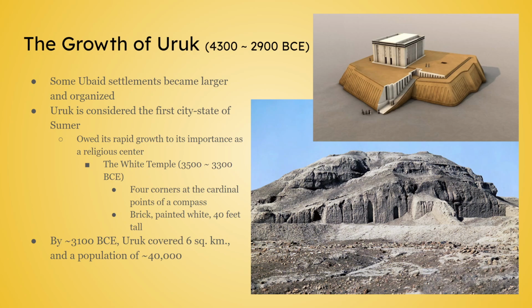And by 3100 BCE, Uruk covered 6 square kilometers and had a population of around 40,000 people. Oh, and it was mostly built by slave labor.